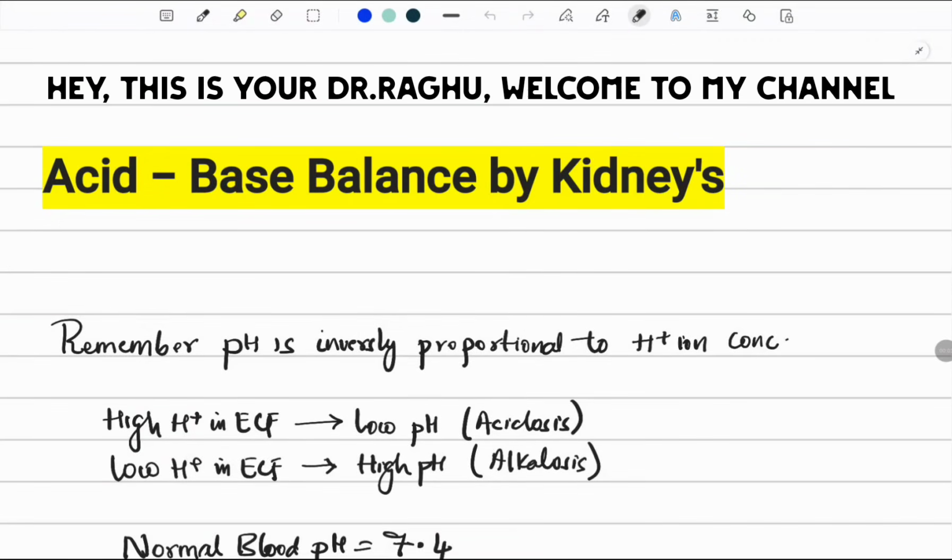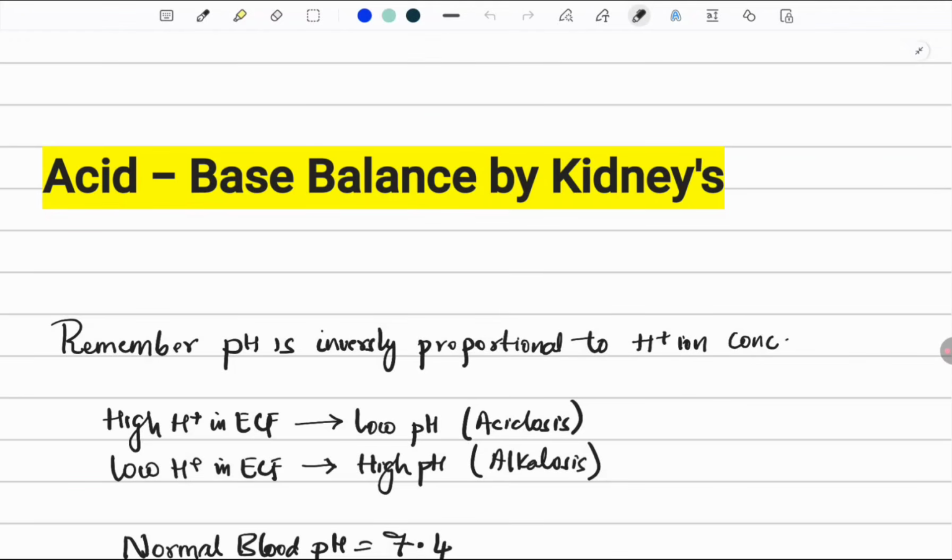Acid-base balance by the kidneys, or as few books mention, acidification of urine, is a very important as well as difficult topic to understand. Don't worry, I'm going to make it very simple and easy for you guys so that you will understand the concept and write this particular answer if this question is asked in your exams. So without any delay, let's start the video.